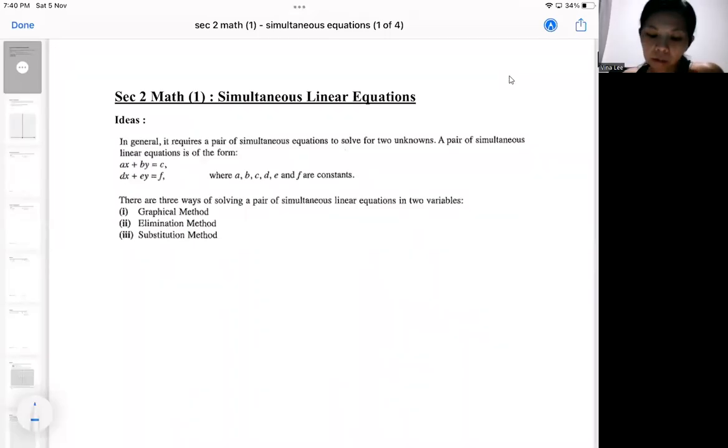So for this section on simultaneous linear equation, if you look at the title, I'm sure in Sec 1, you learned what is called linear equation. In Sec 1, your linear equation will be something like this. So you will solve for x. In Sec 1, your linear equation helps you to solve for one unknown.